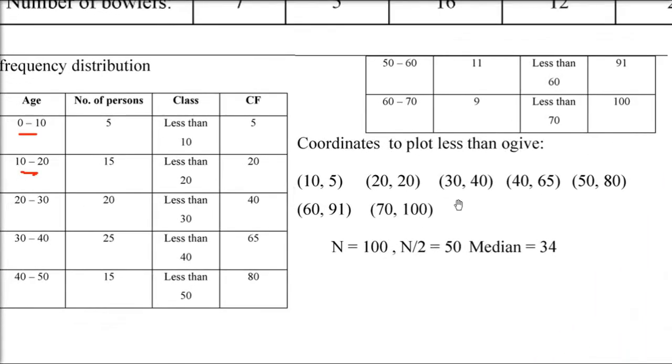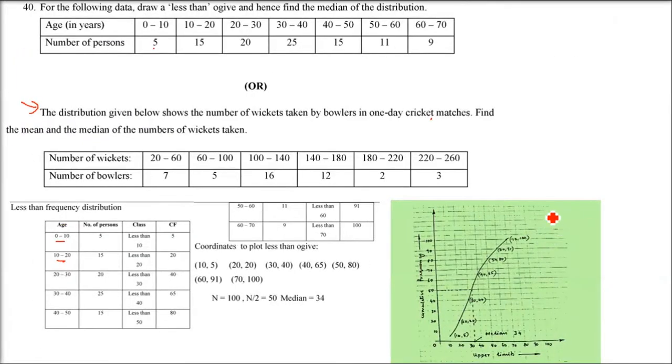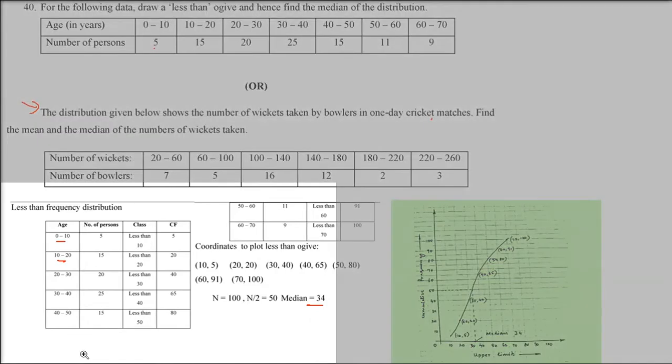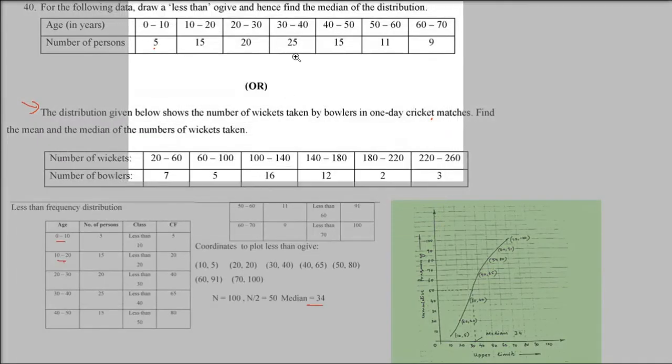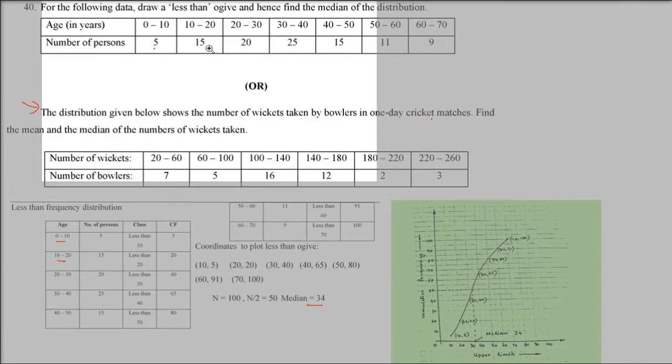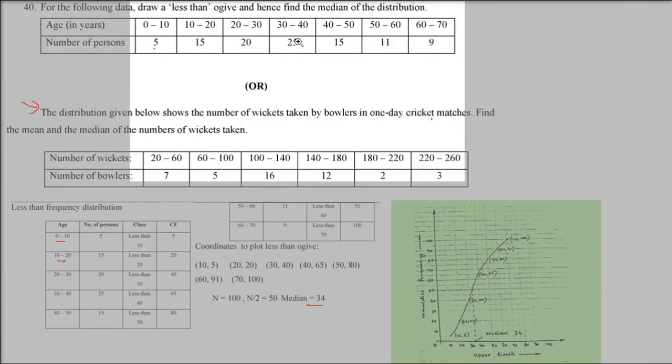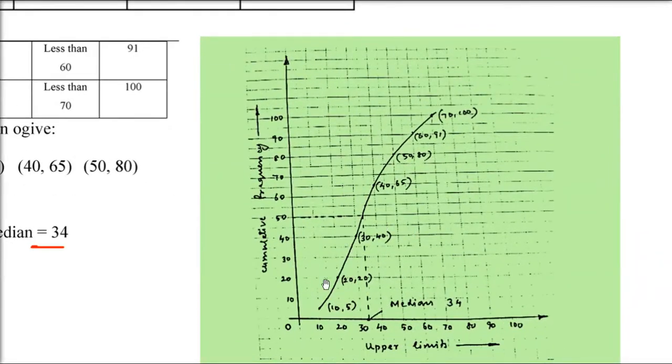Now one more thing is to be found, the median. Total n is 100, divide by 2, n by 2 is 50. We take this on the y-axis, and the corresponding x-axis point will be the median. We will find what corresponds to 50 on the y-axis on the x-axis. The x-axis point will be the median, because the median has to be computed also. Ogive and median.